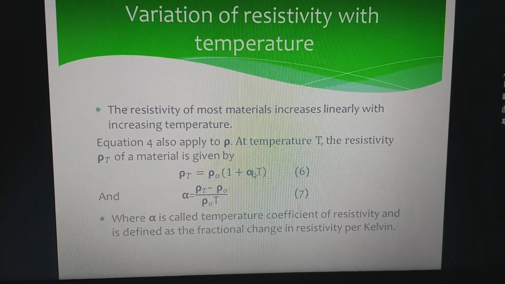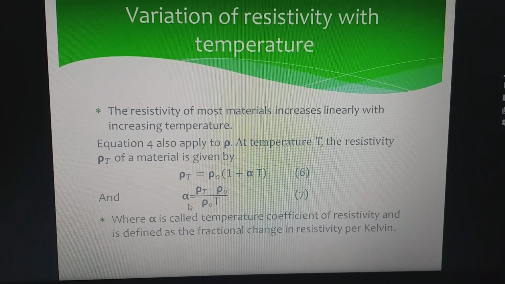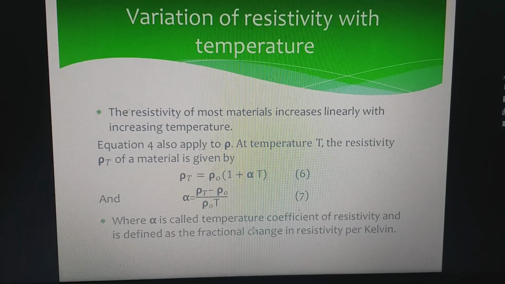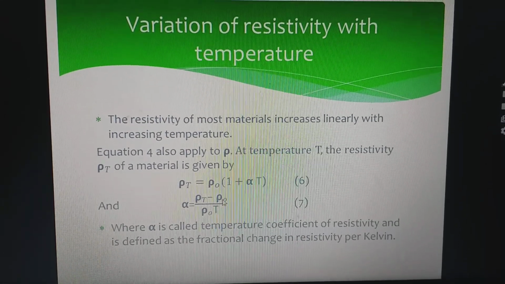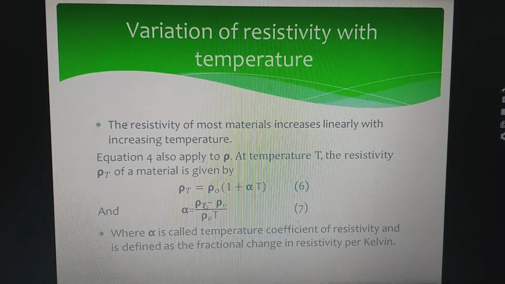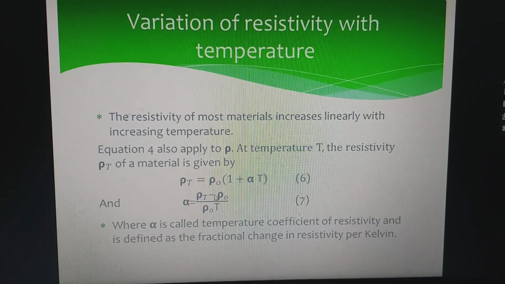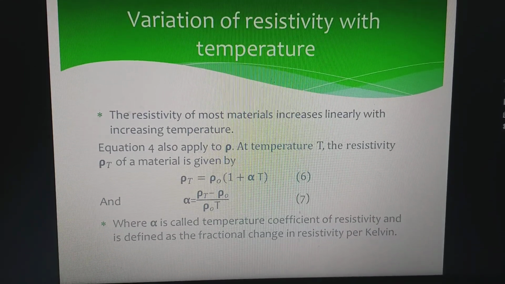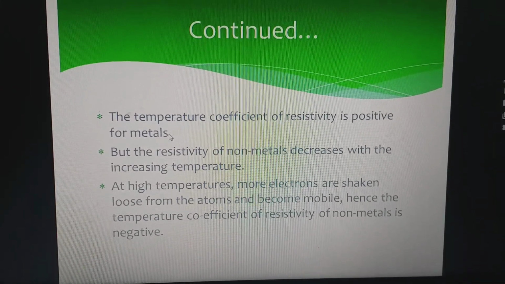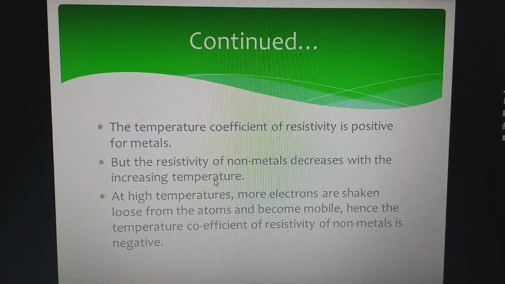We get here equation number 7. For this purpose you have to simplify relation number 6, where alpha in the above equation 7 is giving you the temperature coefficient of resistivity, and it is defined as the fractional change in resistivity per Kelvin, just in the same way as alpha for the resistance is giving you the fractional change in resistance per Kelvin. Alright, the temperature coefficient of resistivity is positive for metals, but the resistivity of non-metals decreases with increasing temperature, just like resistance.